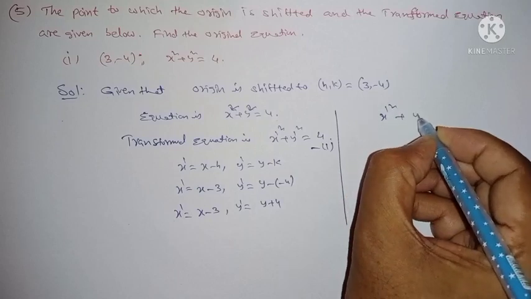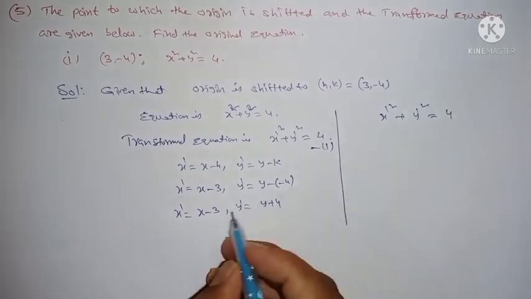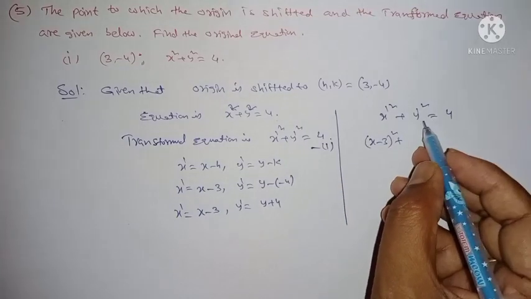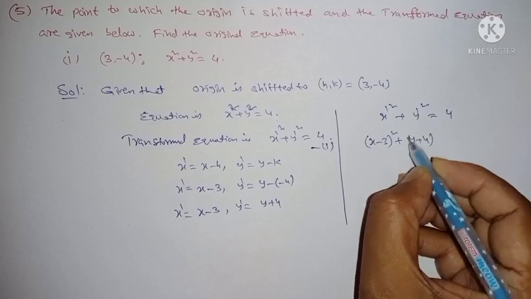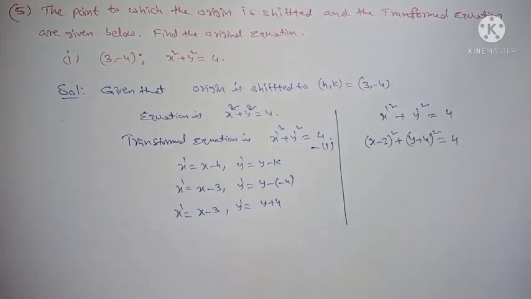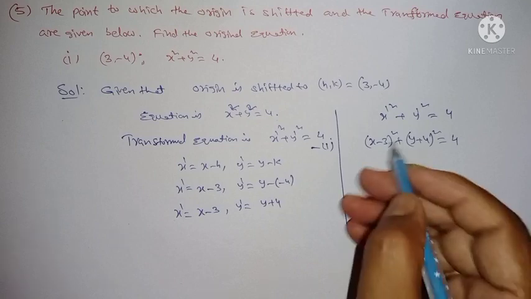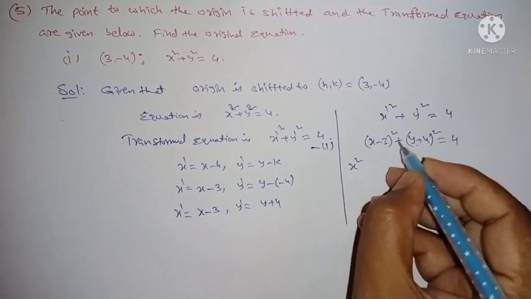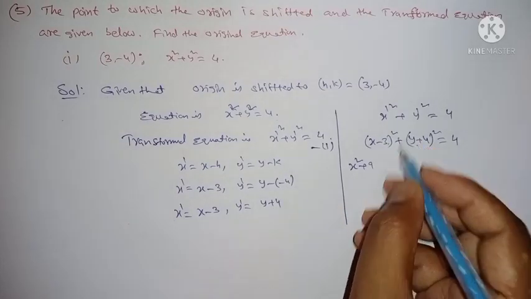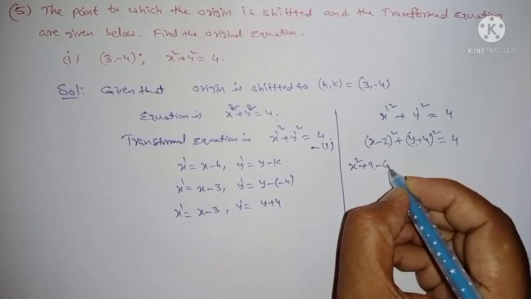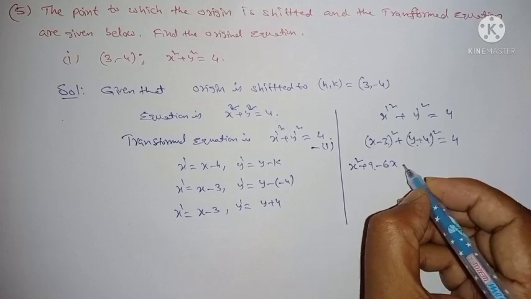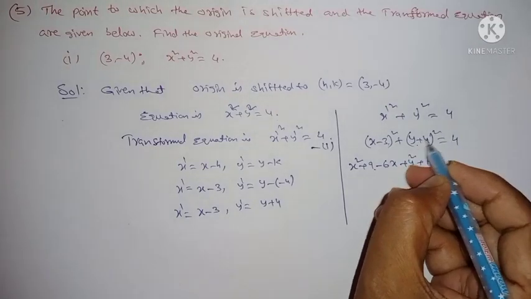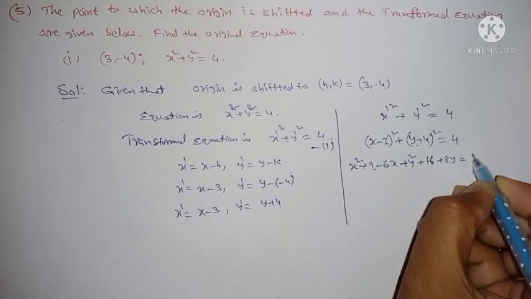(x dash) whole square plus (y dash) whole square is equal to 4. x dash is nothing but x minus 3, whole square, plus y dash is y plus 4, whole square, is equal to 4. The original equation is got here. You can simplify using (a minus b) whole square and (a plus b) whole square. x square plus 3 whole square is nothing but 9, minus 2ab is nothing but minus 6x, plus y square plus 16, 4 square is nothing but 16, plus 2ab is nothing but 8y, is equal to 4.